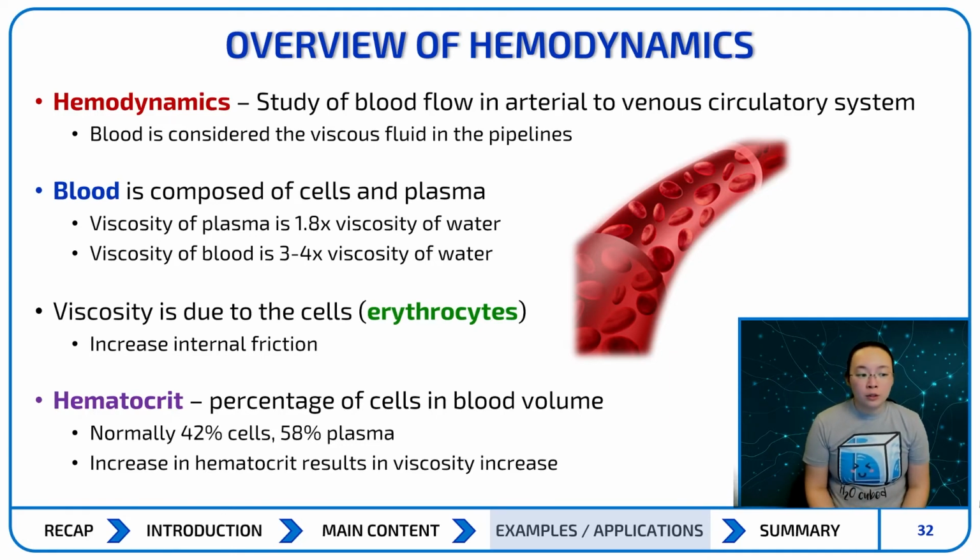Now, another term we should know is hematocrit. That's the percentage of cells in your blood volume. So usually it's 42% cells and 58% plasma. So you can kind of see that depending on your hematocrit levels, your blood flow and your viscosity will change. So if we ask you what happens if you have an increase in hematocrit, then most likely your viscosity is going to increase because there's a higher percentage of cells in your blood volume, creating additional internal friction.